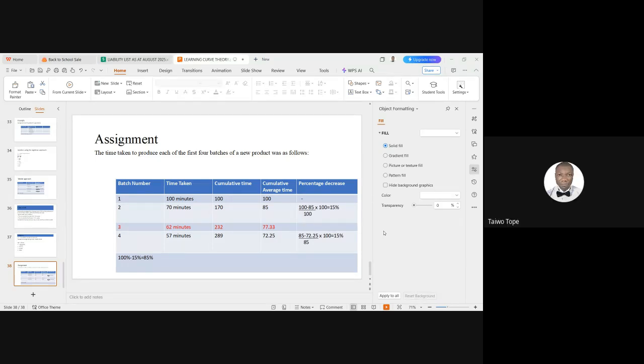When you divide 72.25 by 100, it gives 0.7225, approximately. Then the square root of that will be what? Yeah, got it, sir. Thank you, sir. 85. So you can see it.